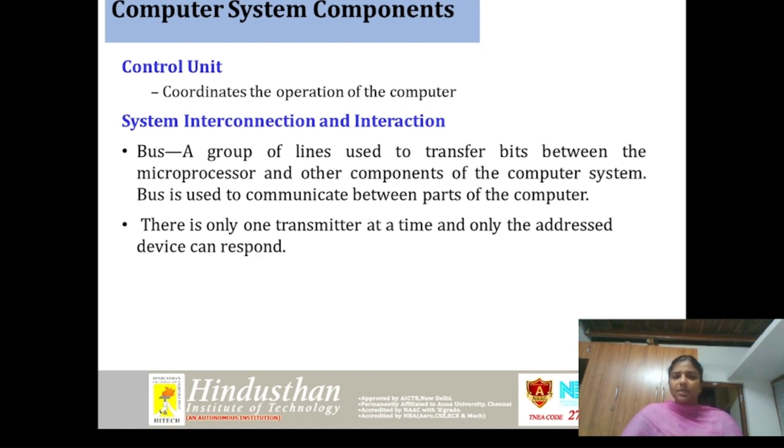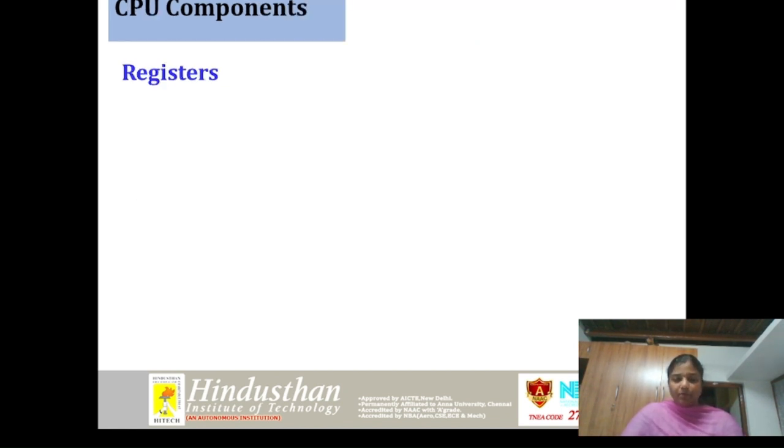There is only one transmitter at a time, and only the addressed device can respond. So what is a bus? It is used with only one transmitter at a time, and only the addressed device can respond to this transmitter. And what are the types of buses? Address bus, data bus, and control signals. By the name itself, the address bus transfers addresses to different components, and the data bus is used to transfer data between different components. The control signals mean whatever operation has to be performed, those control signals will be sent with the help of the bus.